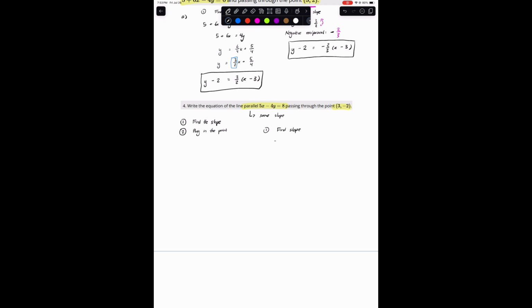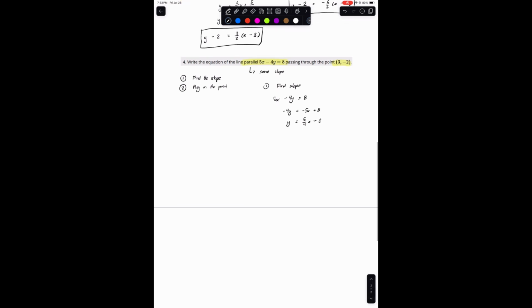We'll take our equation in standard form, and we will isolate y. So we'll subtract 5x from both sides, and then we'll divide by negative 4. And we get this, right? So this is just the equation for the line given, right? But we want just a slope, that's what we care about, and to put in this point.